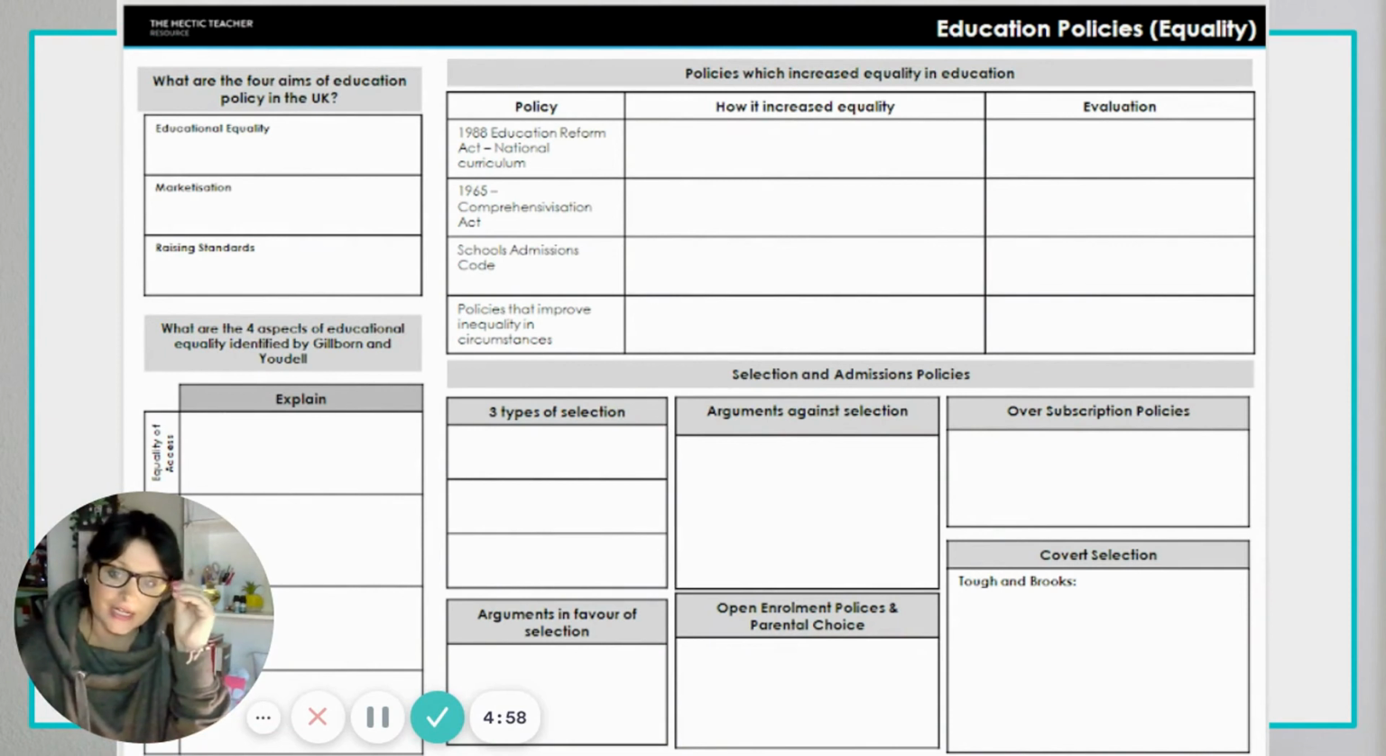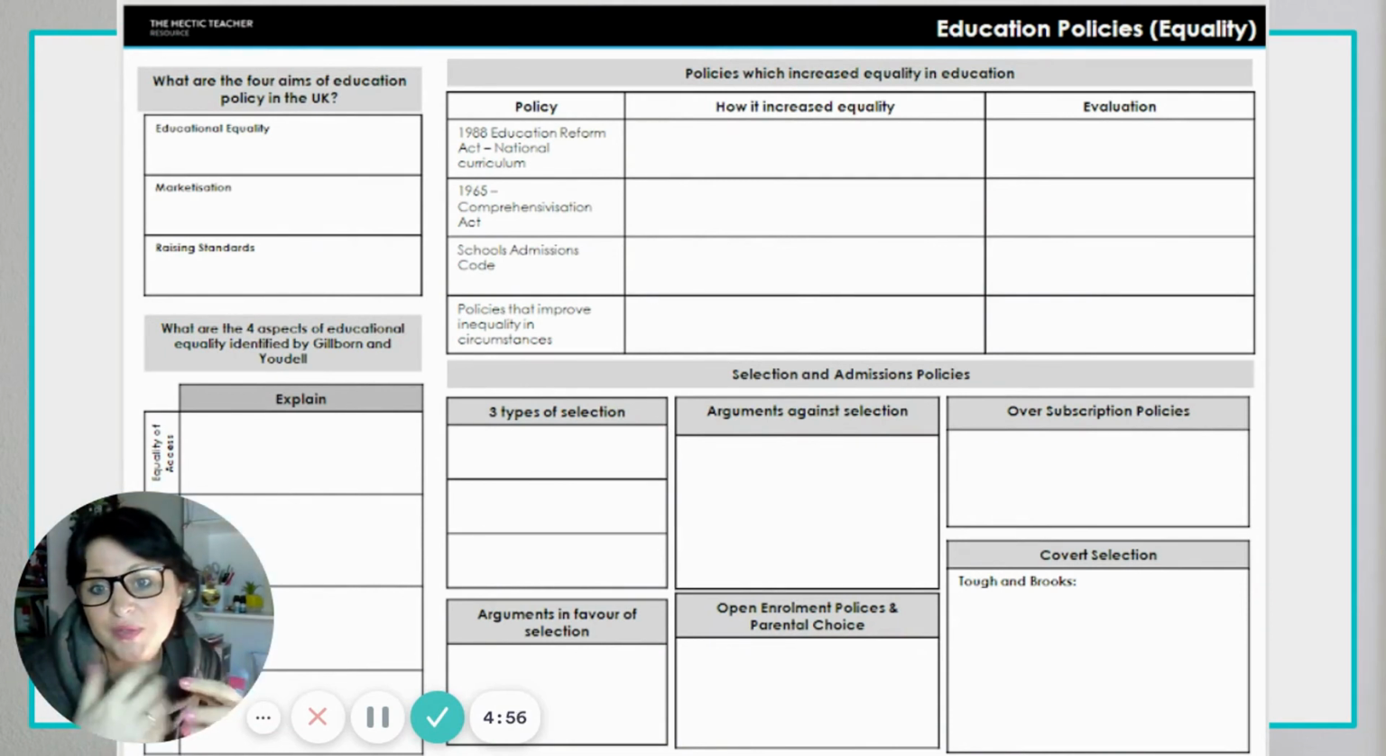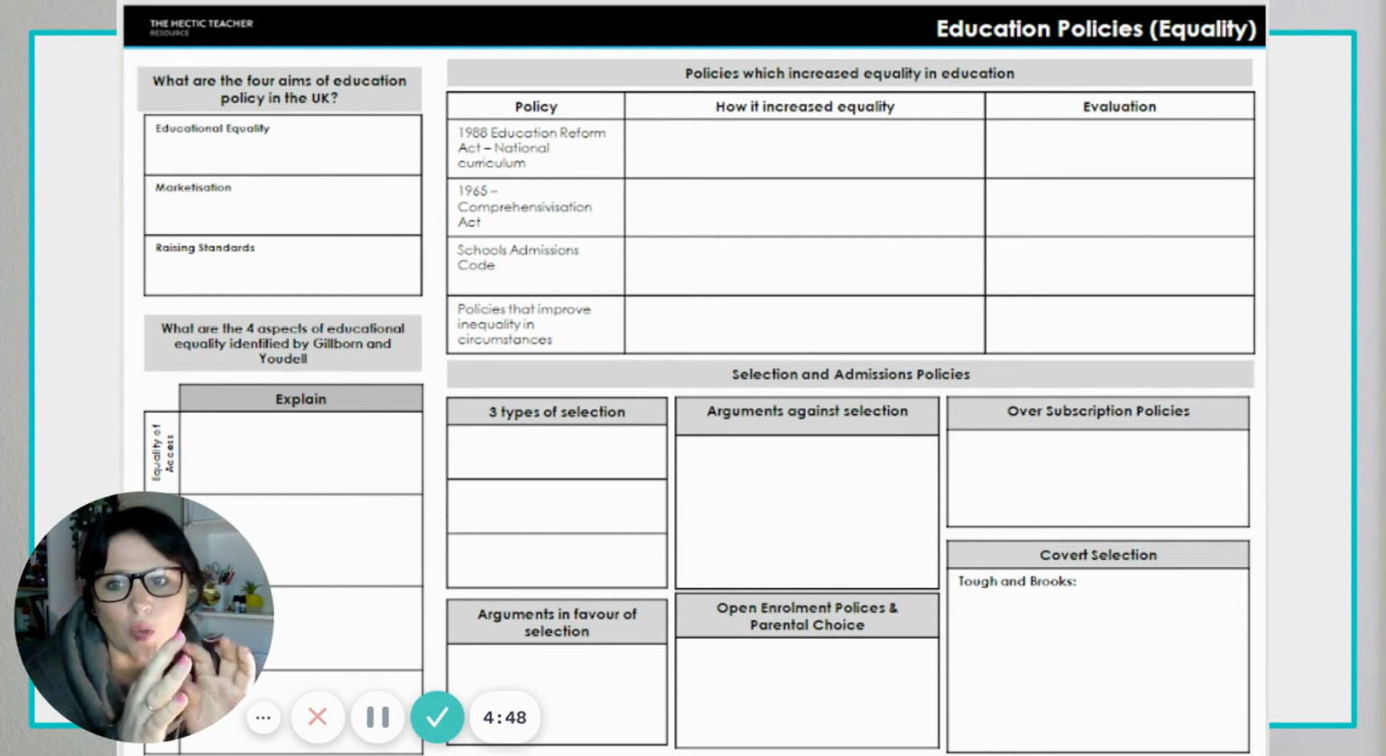Okay, and finally, we've got here to sum up everything that we've looked at in terms of the impact of education policies on equality in society. We've got one of these wonderful Hectic Teacher knowledge organisers here, which are absolutely brilliant for using as memory retrieval or for simply reorganising all of your revision notes into one place. And these would be great to come back to when you are revising for these exams at a later date.